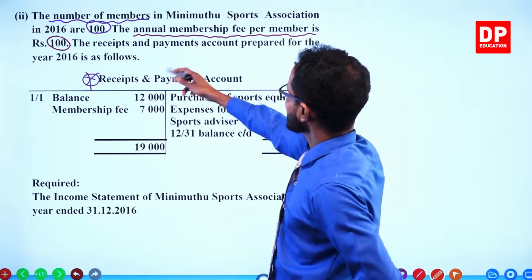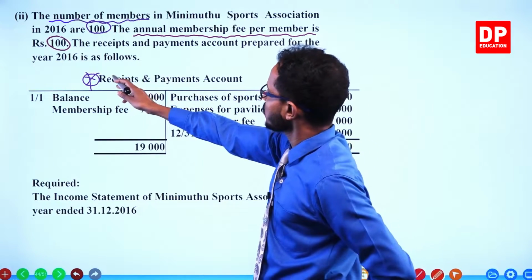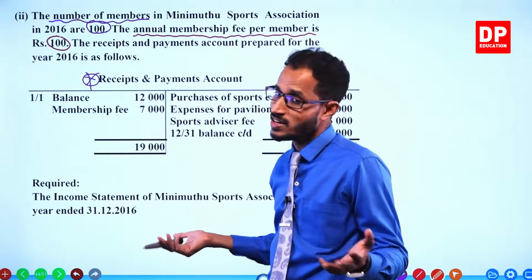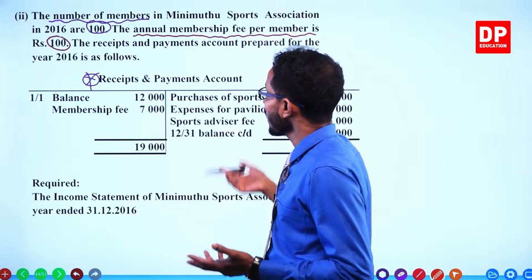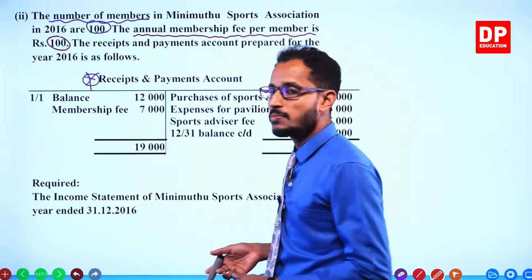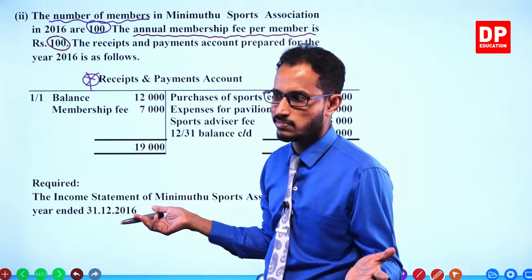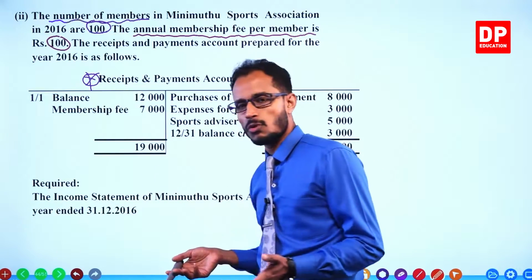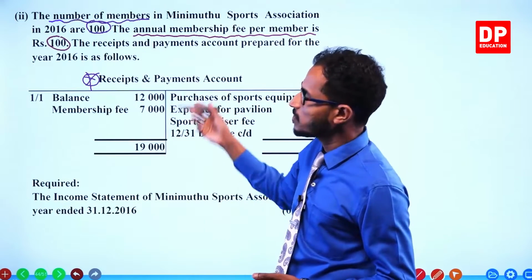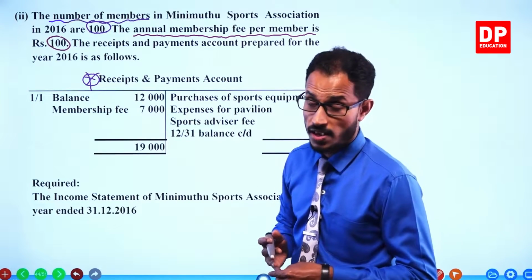The receipts and payments account is given for the whole year. Well, it must be a really small association, right? 100 rupees for the whole year annual membership fee, and 100 members are there, right? Small game type, rural villages have these type of sports clubs.